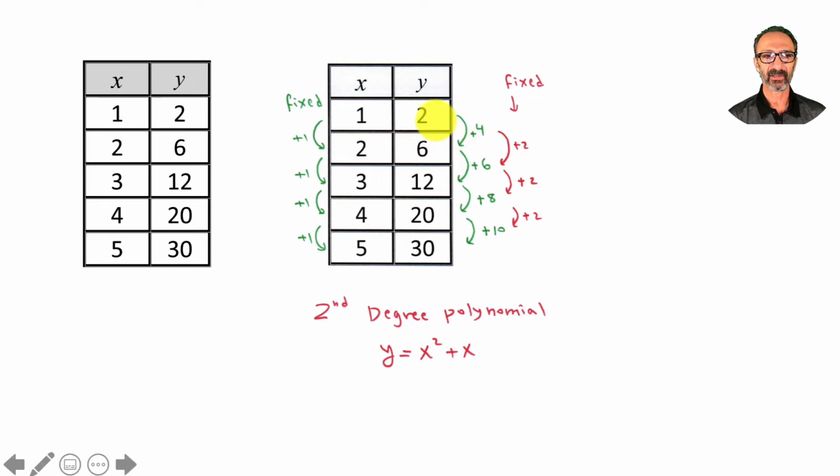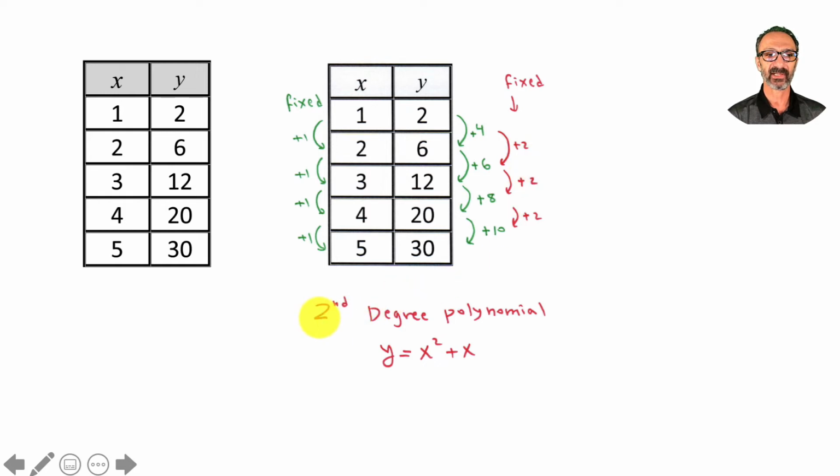So the difference here from 2 to 6 is 4. From 6 to 12 is 6. And as you could see, it keeps increasing. Now do the difference again. From 4 to 6 it's 2. From 6 to 8 it's 2. From 8 to 10 it's 2. Now I have it fixed. It took me 2 steps to find the fixed difference.